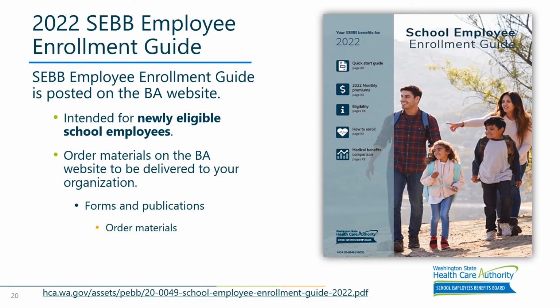Another resource would be the 2022 SEBB Employee Enrollment Guide, and you can find this on the BA website. Keep in mind that this is intended for newly eligible employees. Those existing employees within your SEBB orgs, you can direct them to the SEBB employee website for additional information. So if you'd like hard copies of the school employee enrollment guide, you can order that on the BA website under forms and publication. Click on order materials.